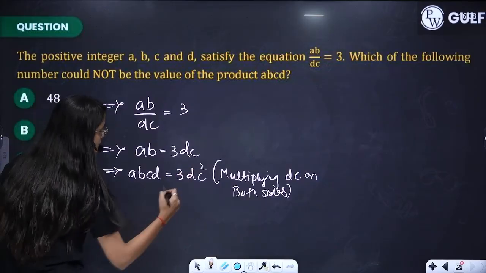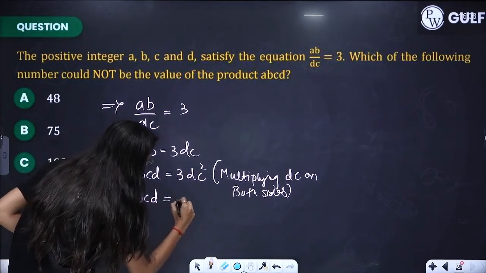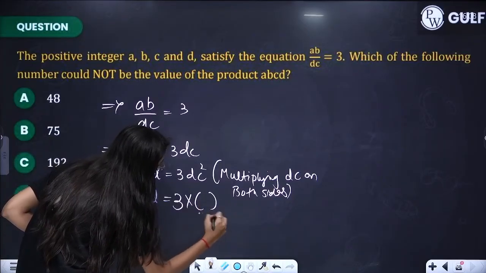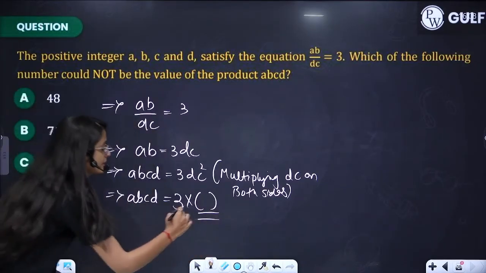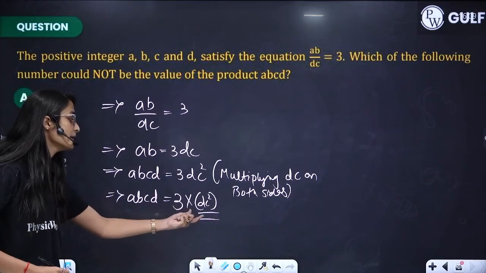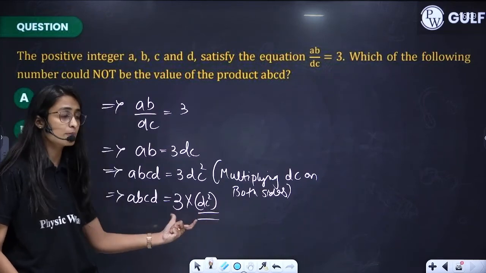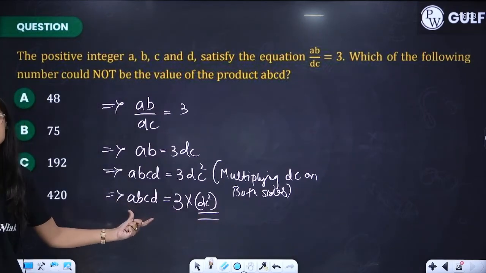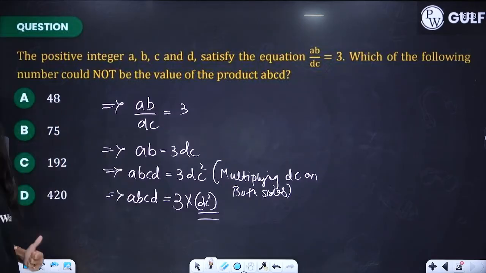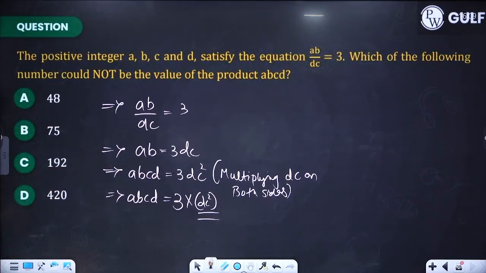Which means the product abcd should be such a number that 3 is multiplied with a perfect square number. When 3 is multiplied, you are obtaining abcd. Okay, so let us verify our options to see which is not satisfying, which could not be the product of abcd.